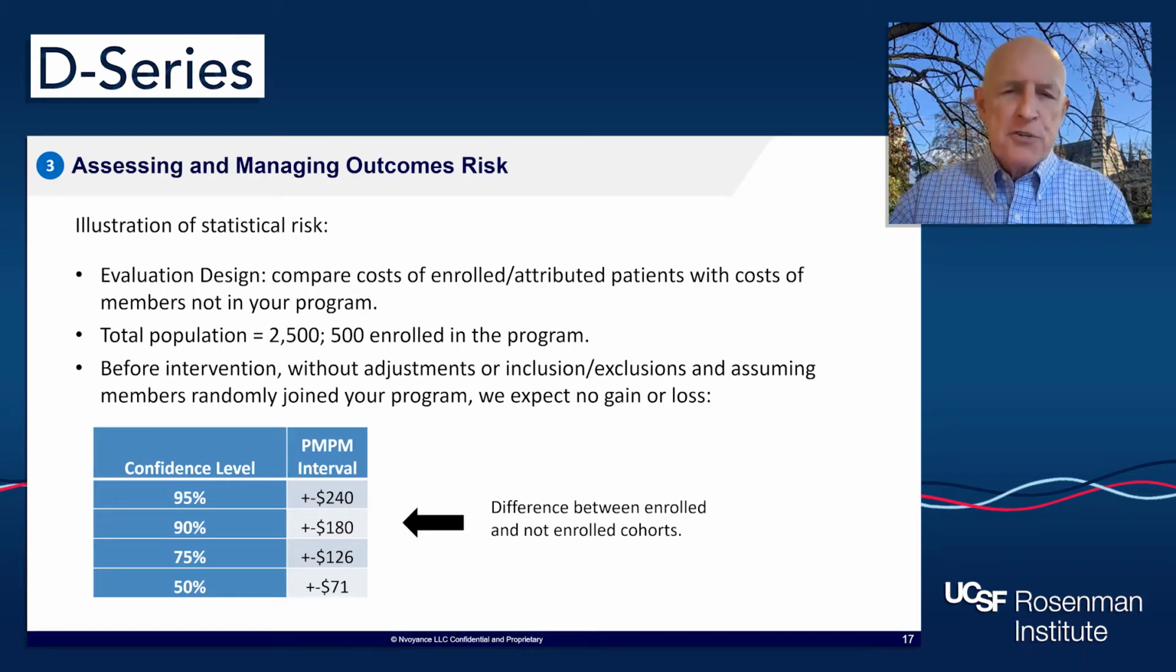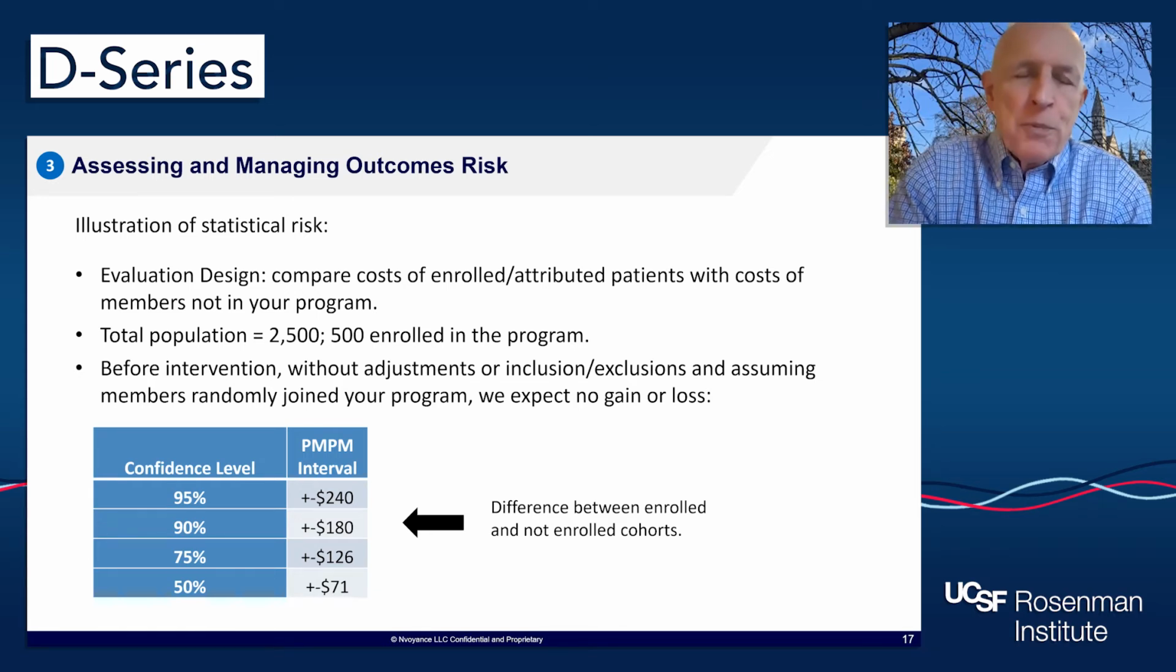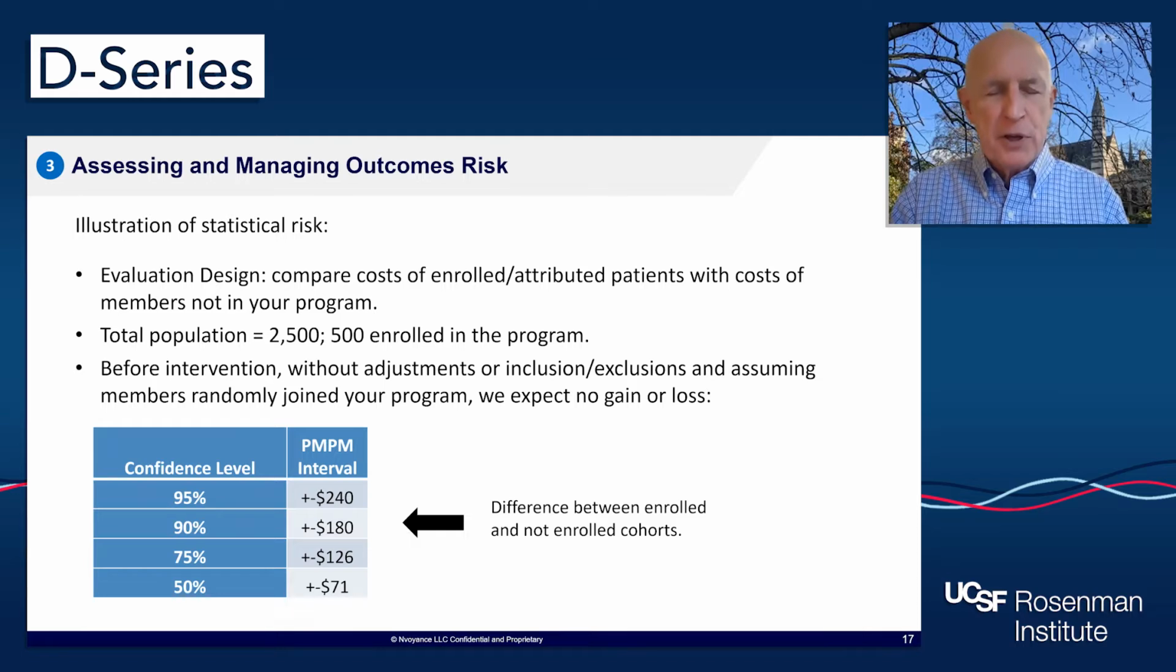Without any adjustments and assuming that people randomly join the program. So here we're saying there's basically no program. All I'm doing is taking 2,500 people, assigning 500 to a quasi enrollment group and 2,000 to a quasi control group. And I run multiple iterations to see what their costs are. What does that distribution of difference look like? And what we are saying here is the confidence interval or the variation around that mean.